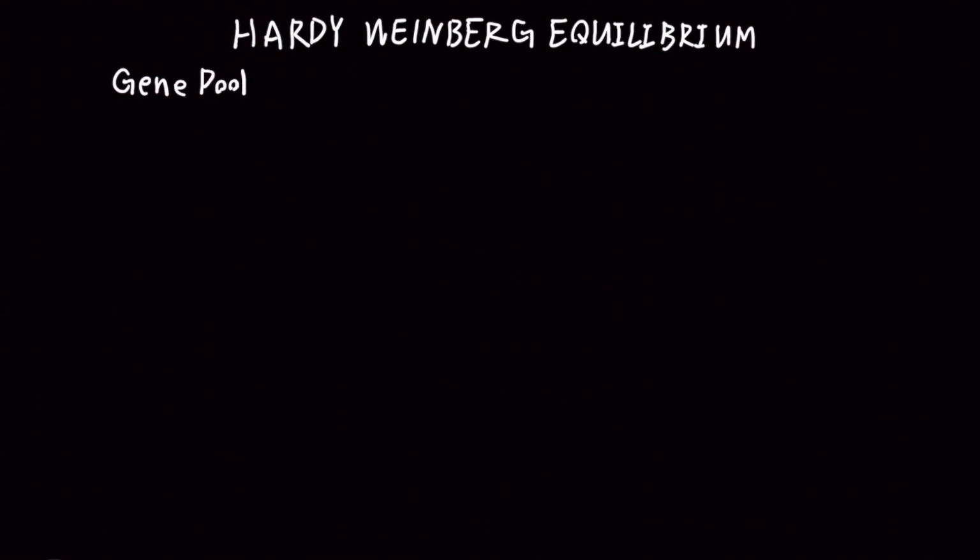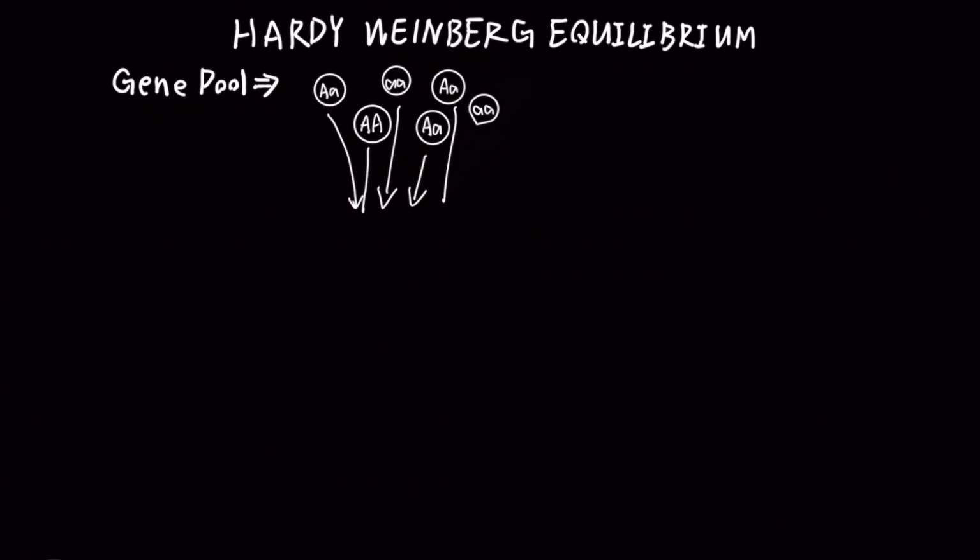What is up, YouTube? Today we're going to be talking about the Hardy Weinberg Equilibrium. Now first, let's cover some important terms for you to know. Gene pool refers to all of the genes and alleles within a population. I actually like to think about it as an actual pool, and you got all the different alleles in here.